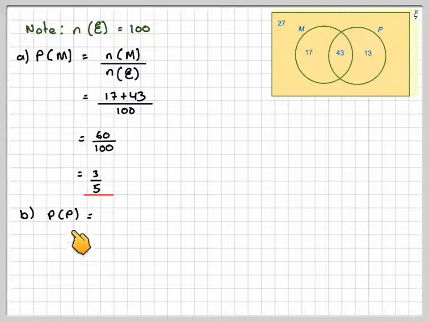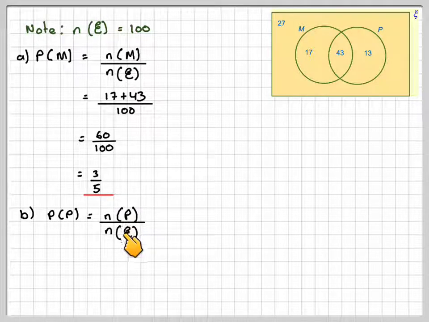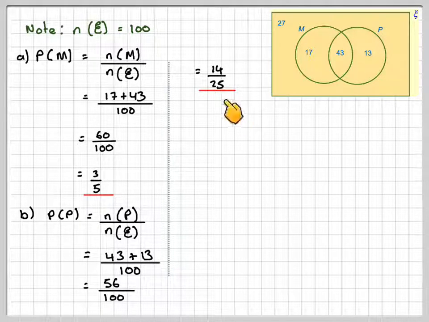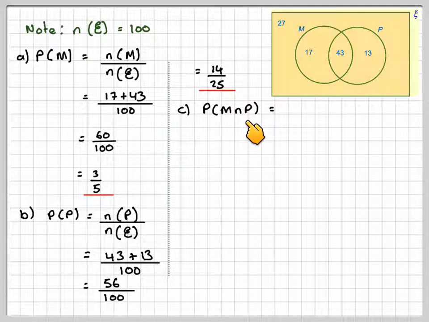The probability of P, well, that's going to be 43 plus 13, so it's the number in P divided by the number in the universal set. 43 plus 13 divided by 100, which is 56 out of 100, which cancelled down gives me 14 out of 25. The probability of M intersection P.